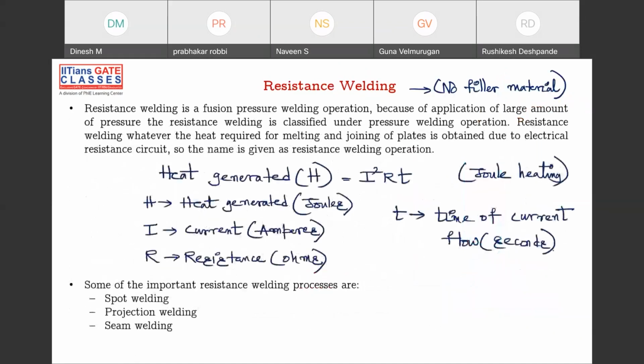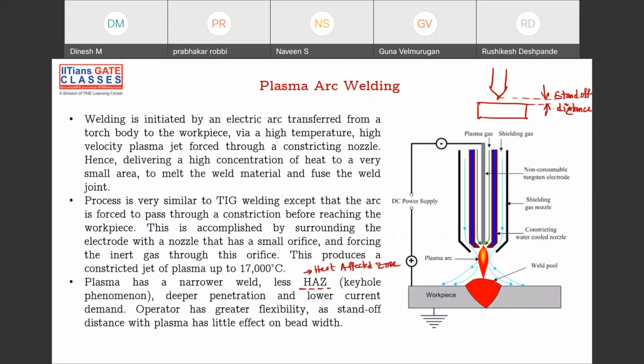Next is plasma arc. Plasma arc machining also is there, and in the same way, plasma arc welding. Somehow you are generating plasma in the temperature zone of 17,000 degrees centigrade. How plasma is created, we are not discussing. It is created somehow, let's assume. By some means it is generated, and then that heat generated by the plasma arc is used for welding. That's it.